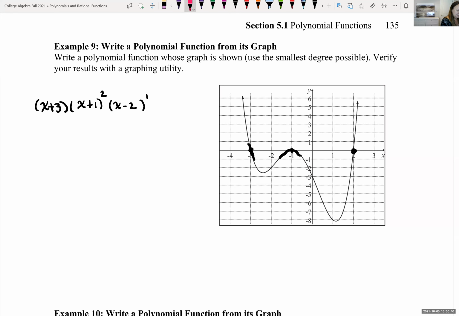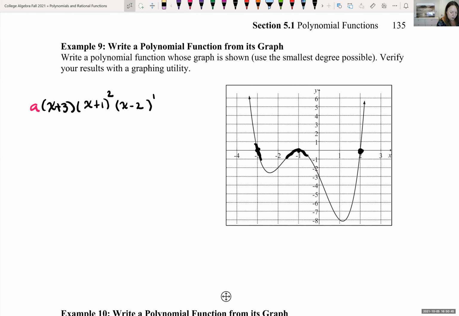I don't know what this number out front is, if it's other than 1, but I can actually figure that out because I see a point. Just locate a point on the graph. I see a point right here at 0, -3. So we can plug in what x is and what y is at this point, and solve for a. So I know when y is -3, this is equal to a.